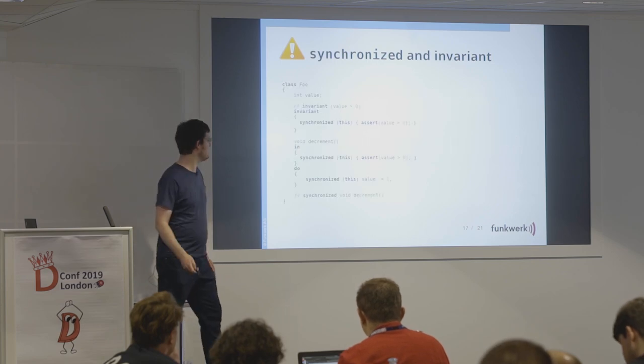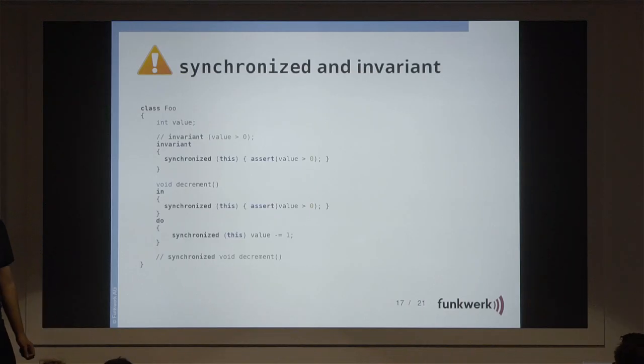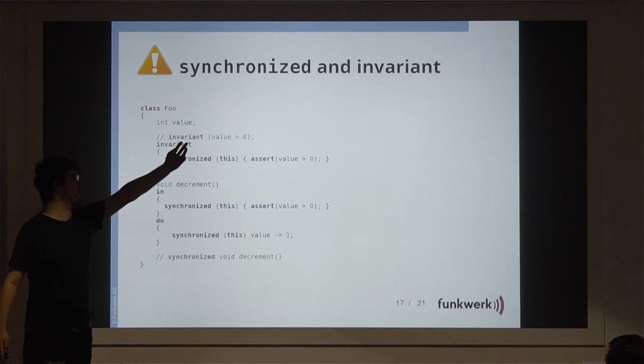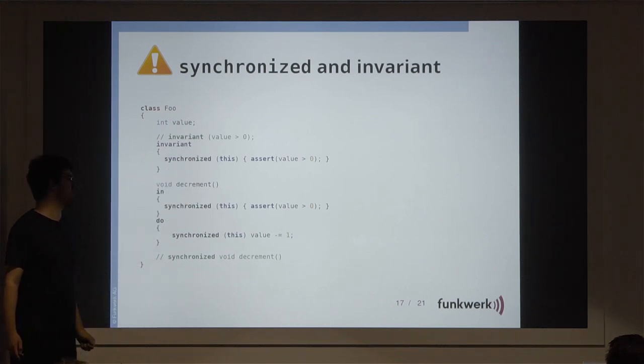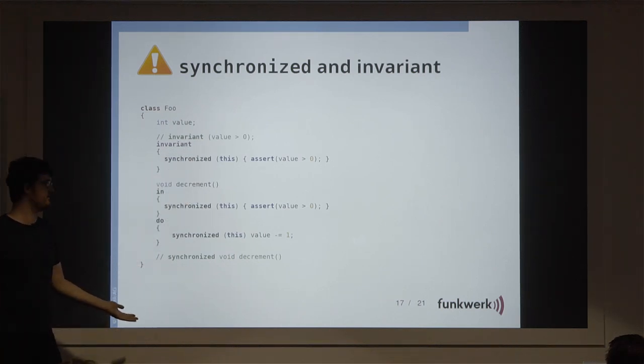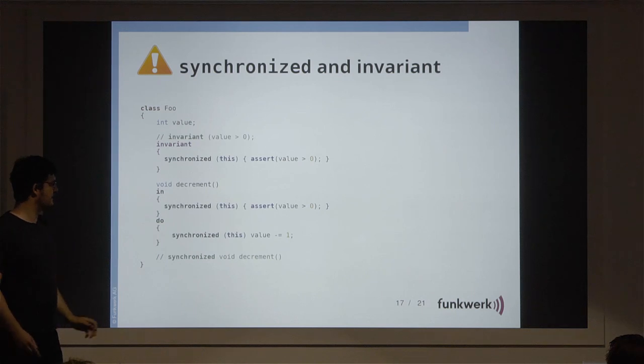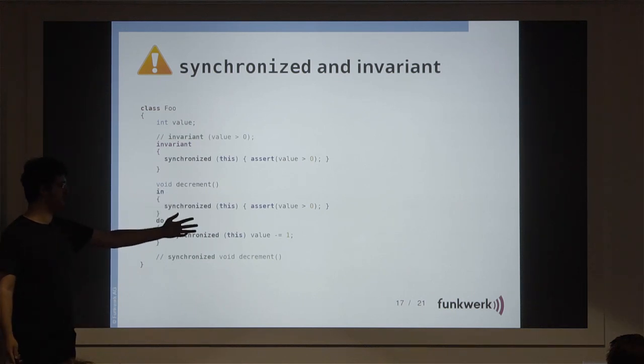Let me give you an example. This is how you would technically have to write code if you wanted to use synchronized this in a method. For instance, you have a value, and I'm going to pretend I wrote private in front of that. What you usually want to be able to write is invariant value greater than 0, just as a trivial clean format. The problem is that it's not synchronized. So you have to write invariant synchronized this as value greater than 0. And then in the decrement, you do the in condition, et cetera.